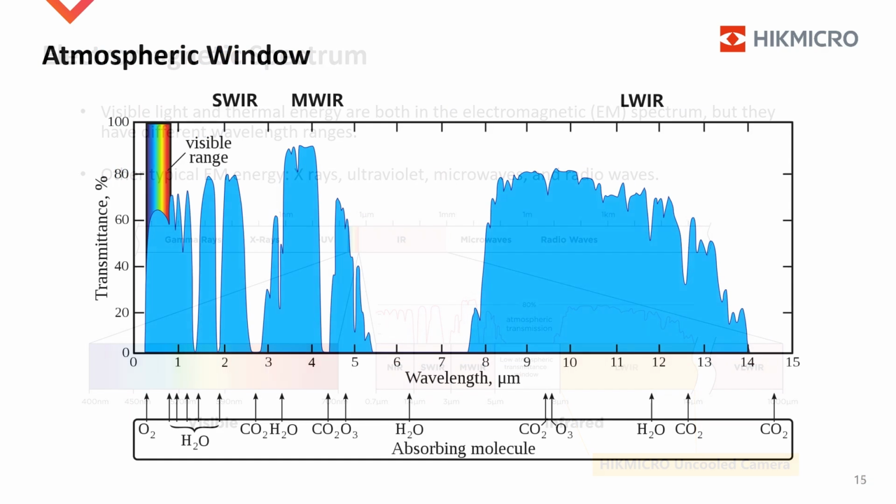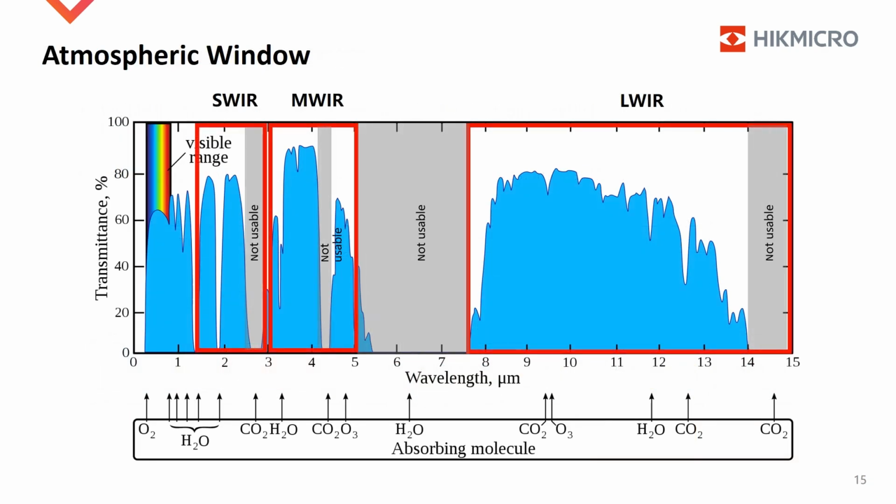In the IR spectrum, there are several ranges with high transmittance in the air. We call them atmospheric windows. The blue areas represent the transmittance along the wavelength axis. Hikmicro thermal cameras are mostly uncooled cameras. This type of camera works with LWIR detection technology. You might have seen the spectral range of 7.5 to 14 micron in Hikmicro thermal camera datasheets.